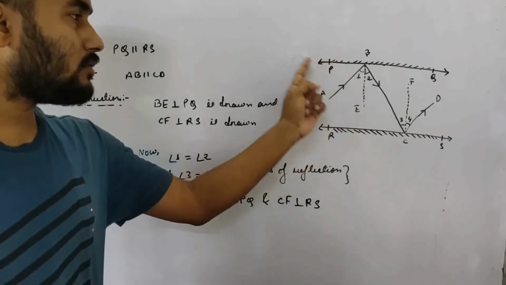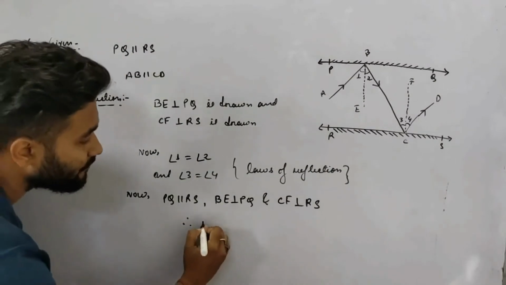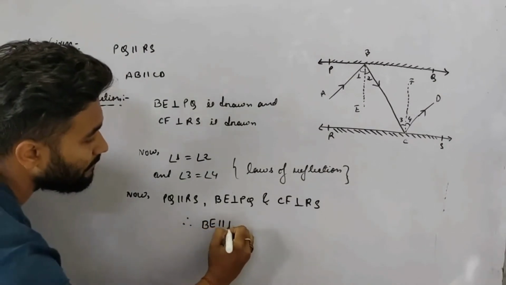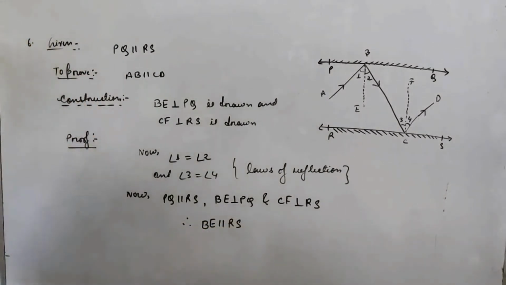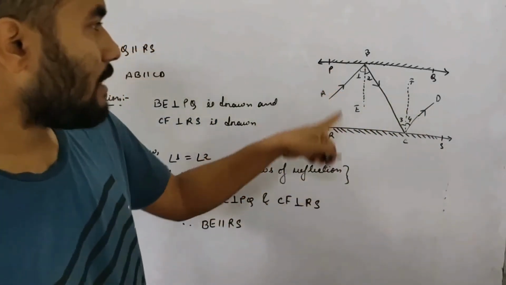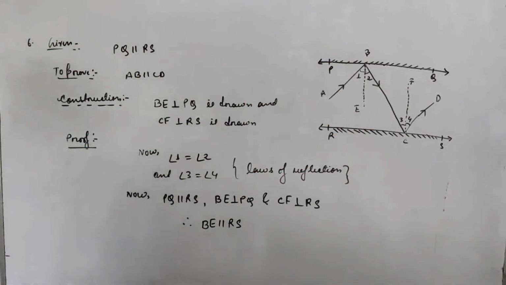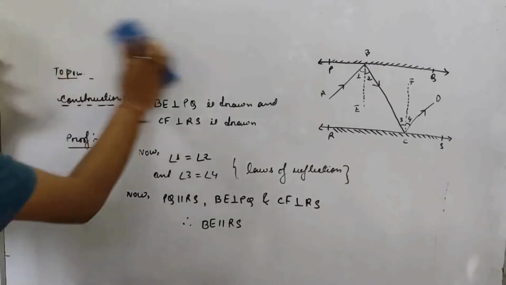So we can conclude that therefore BE will be parallel to what? CF. What we can conclude? That the normals we have drawn, or the perpendiculars that we have drawn, BE and CF, they are parallel to each other. By looking also you can say what? They are parallel to each other. Okay, done? Okay.